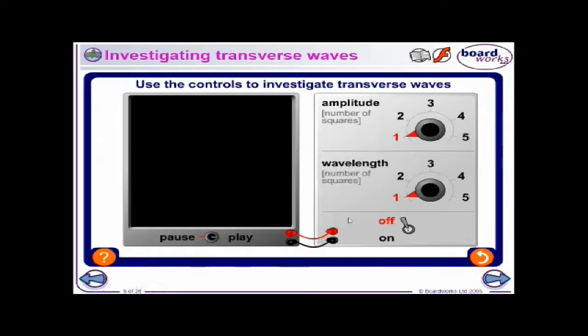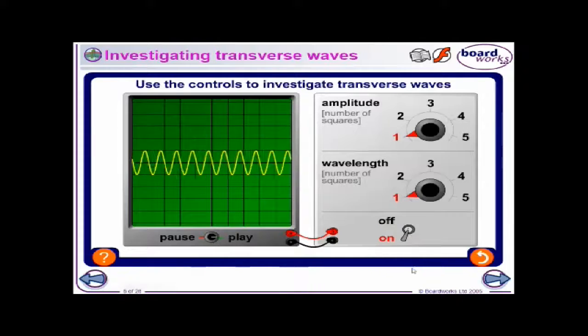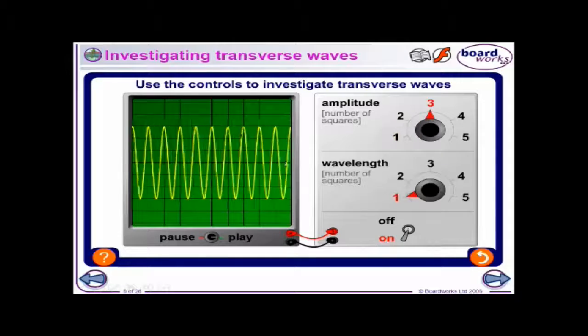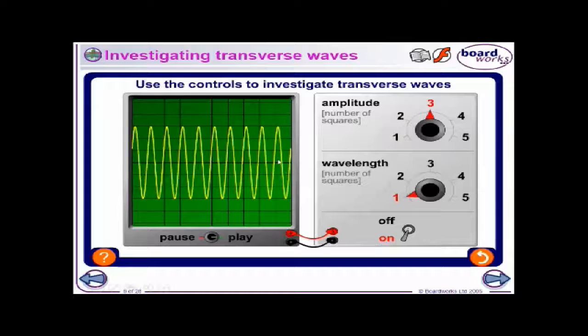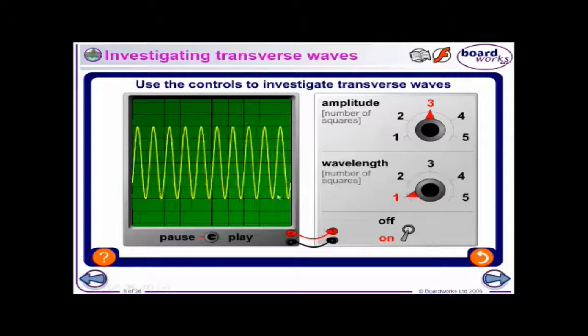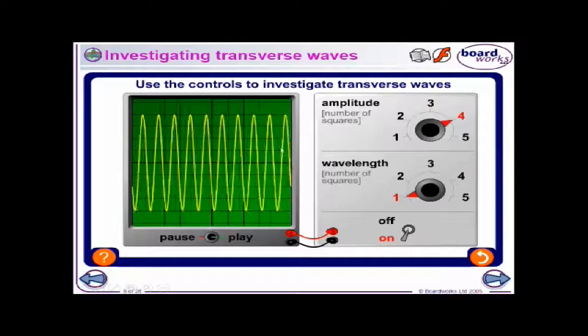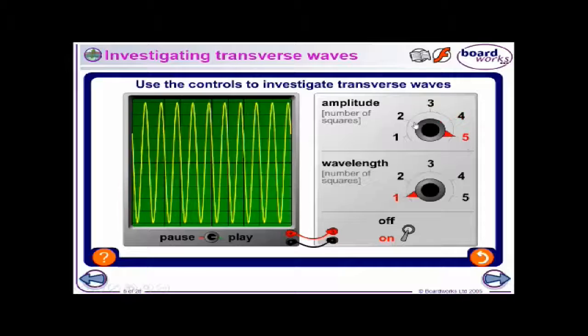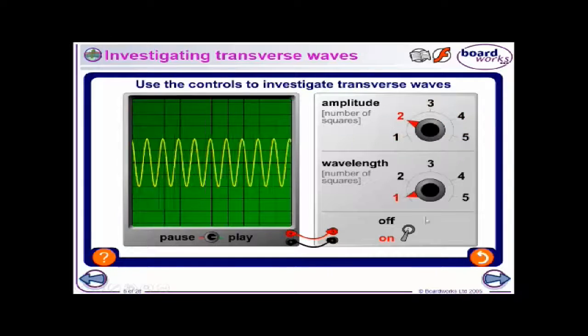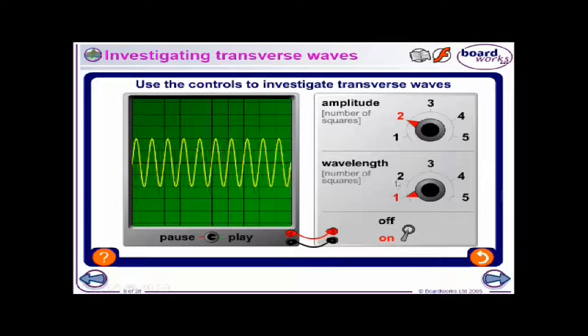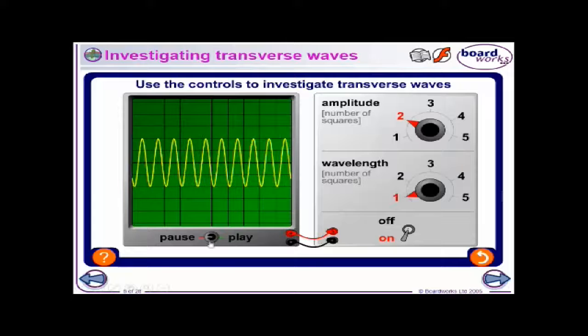So, let's turn on the simulator, and for example, if I increase amplitude, the waves get taller, and the amplitude here will be 1, 2, 3 squares. 1, 2, 3 squares. 1, 2, 3, 4 squares, the amplitude. Wavelength would be the distance between 2 peaks. At the moment it's set at 1 square. Okay, if I pause, you can see the distance there is 1 square.